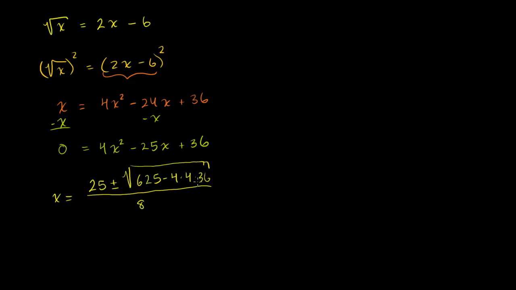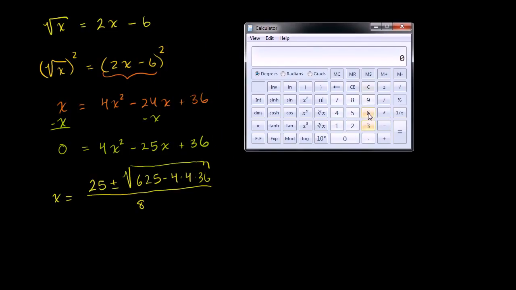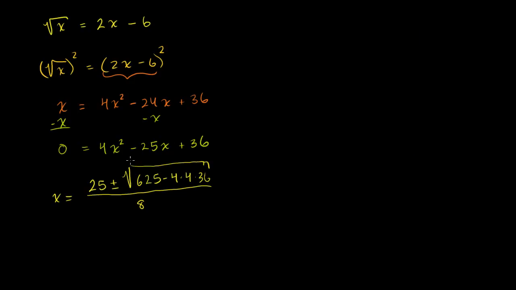So let's get our calculator out to figure out what this is over here. So we have 625 minus, let's see, this is going to be 16 times 36. 16 times 36 is equal to 49. That's nice. It's a nice perfect square. We know what the square root of 49 is. It's 7. So let me go back to the problem. So this in here simplified to 49. So x is equal to 25 plus or minus the square root of 49, which is 7. All of that over 8.